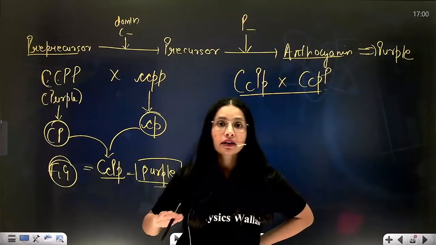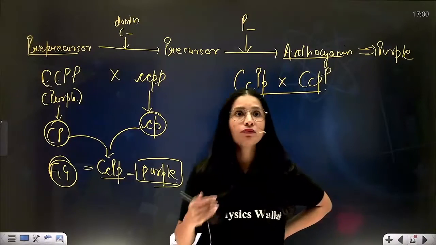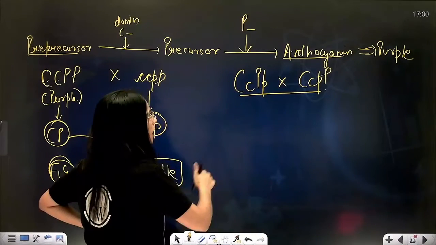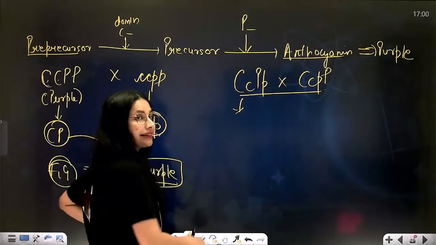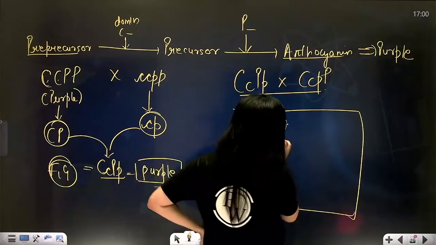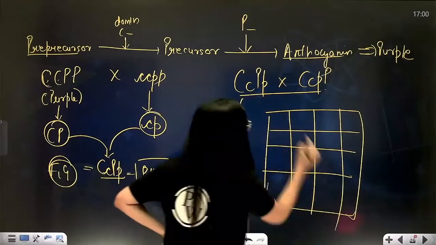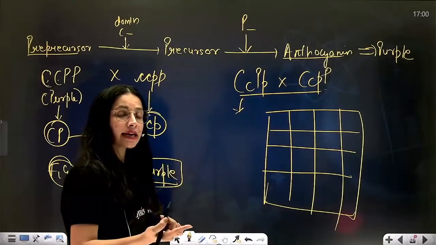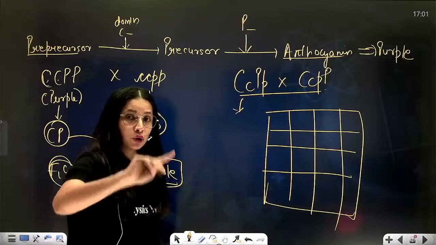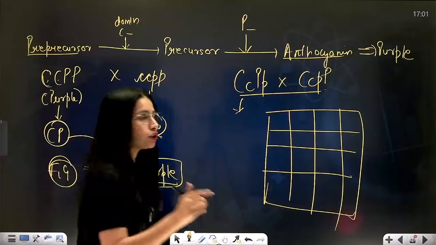But the ratio was not 9:3:3:1. Let's see what the ratio will be. Now, what will happen? You are going to obtain the gametes. Gametes will be 4 types. So, total 16 zygotic combinations. Yes or no? 2 heterozygous genes. So, how many zygotes? Gametes 4. 2 to the power 2 is 4. Zygotes 16, 4 to the power 2.